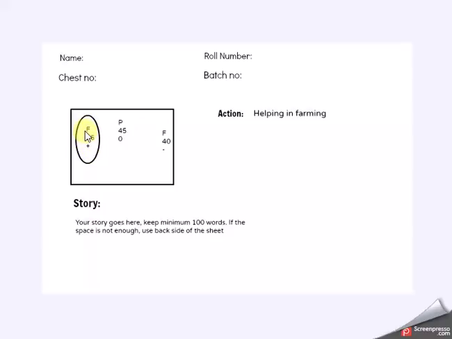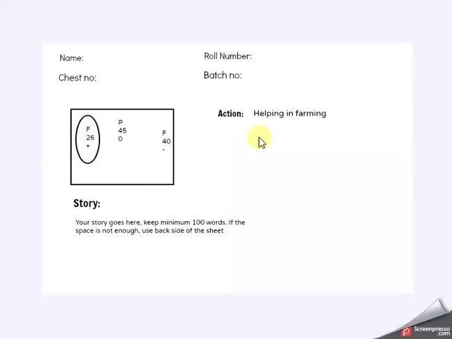Like gender is male, female, and P for person. The age is written in number, and the mood. This plus sign stands for positive, this O sign stands for neutral, and minus sign stands for negative mood. The central character has to be encircled in this manner.